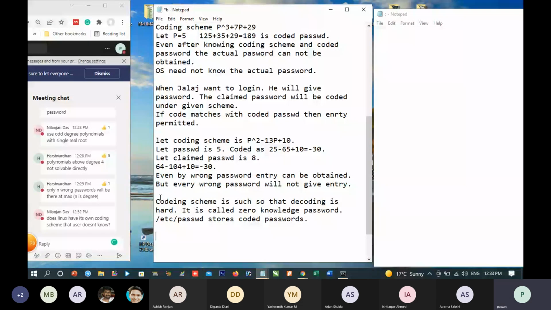Coding scheme is known to the users. Niranjan, the coding scheme is known to the user and the coded password is also known to the user. But he cannot get the original password because the coding scheme is such that decoding is very hard. Is it correct? So this is what I am telling. What else is your doubt?